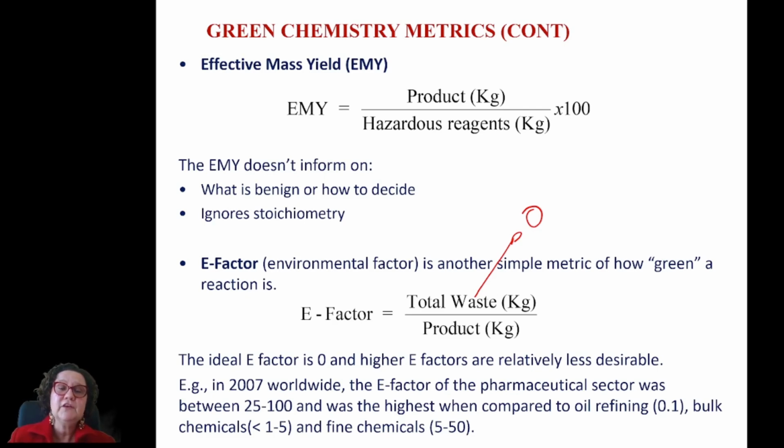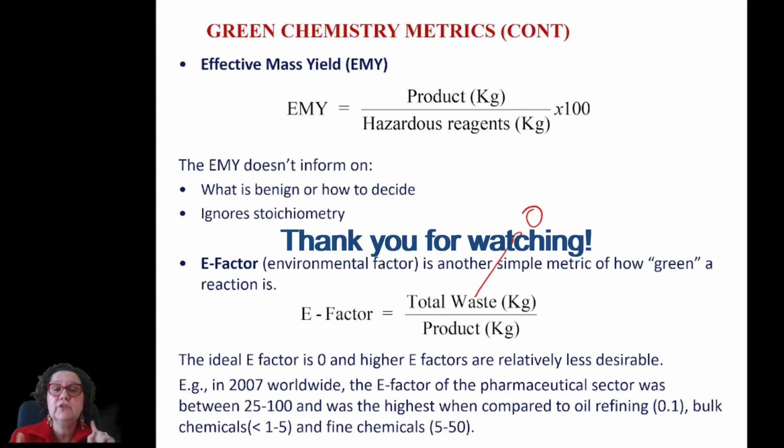So as you can see, there are several ways you can measure how green, how environmentally friendly, how sustainable a reaction or a chemical process is. They all have their pros and cons, so a combination of all of them is useful to actually assess how green a reaction is. In the next few slides, I'm going to be concentrating on one of them, which is atom economy.